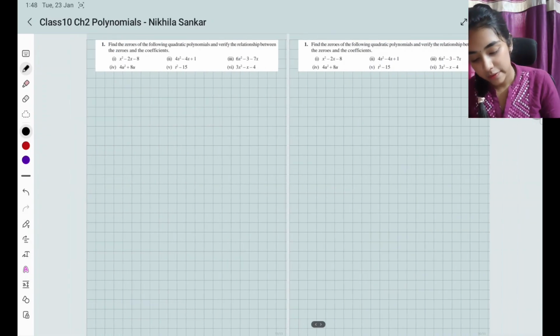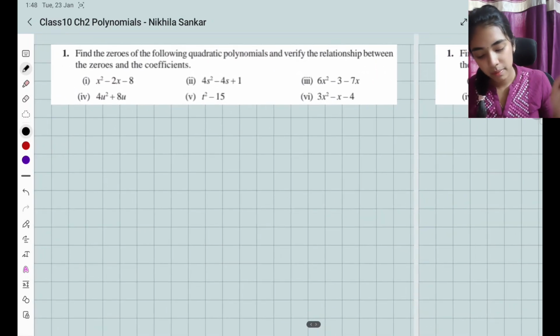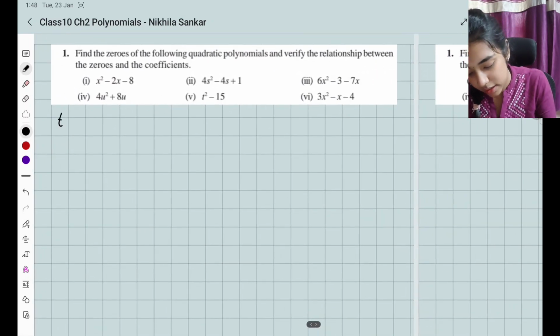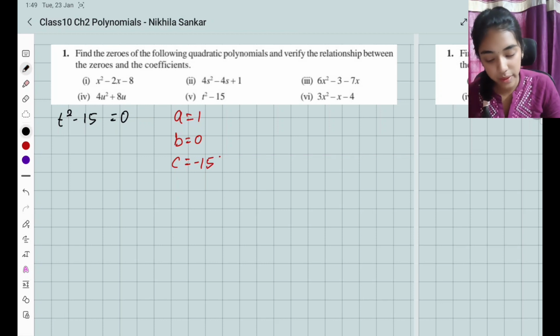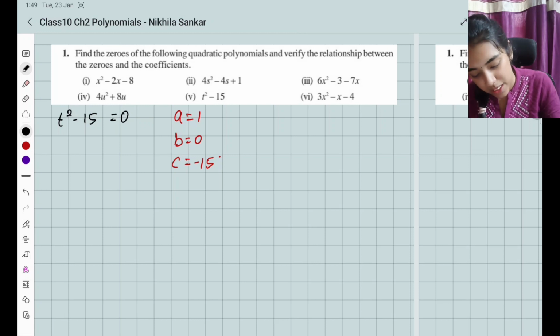Next, fifth question, t square minus 15. So you have t square minus 15 equals 0. So from this we have a value to be 1, b is 0, c is going to be minus 15. Okay, so in that how can I write this? This is on the form a square minus b square. But first b square you have b square equals 15. So you can write this as 3 into 5. So this is going to be root 15.